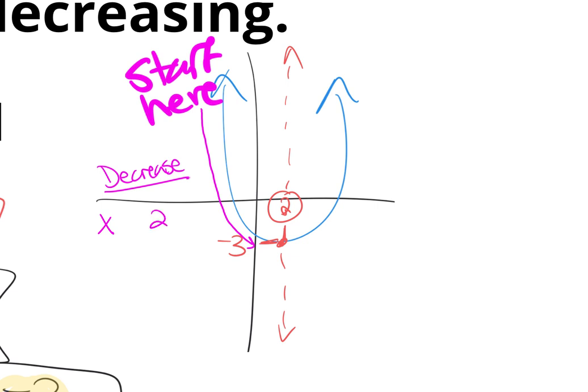Now, my decreasing, if I'm looking at this vertex right here, okay, is that decreasing area to the left of that or to the right of that? To the left. Think about all the numbers on the x-axis that are to the left of 2. Are those bigger or smaller than 2? Smaller. So we write x is less than 2. That is when it's decreasing.